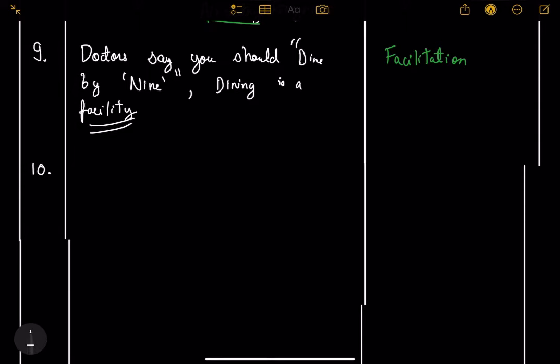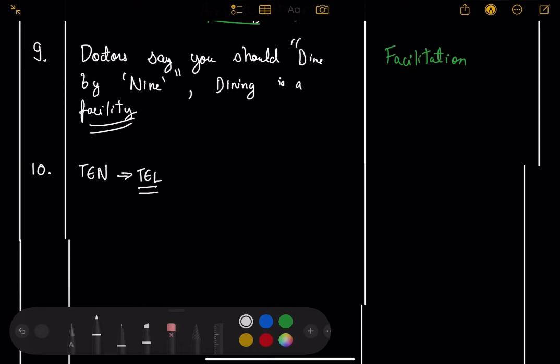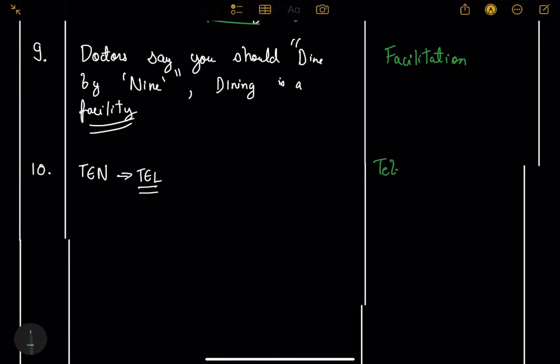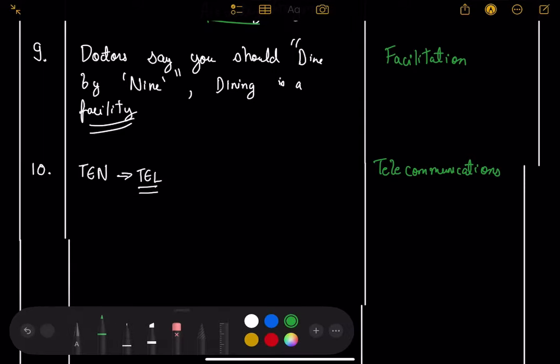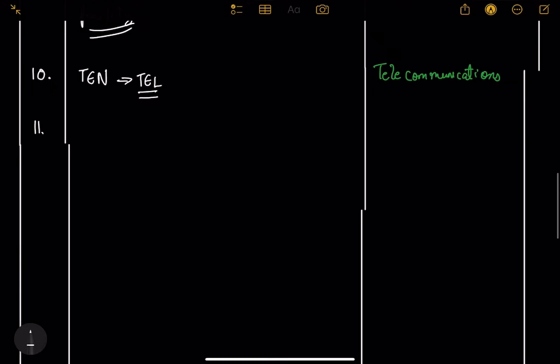Annexure 10. The spelling for the word "ten" is Tango Echo November. Annexure 10 refers to Tango Echo Lima. Tango Echo November to Tango Echo Lima. We changed the "N" in ten to "L" and made it "tel". So Annexure 10 is nothing else but "tel". Tel refers to telecommunications. Annexure 10 is telecommunications.